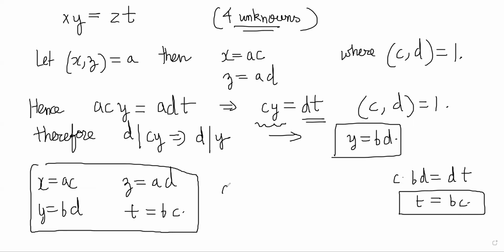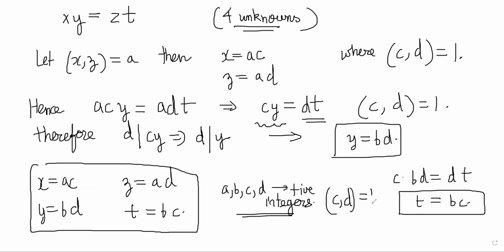Here, obviously, a, b, c, d are all positive integers, and c and d GCD is 1. C and d are co-prime numbers. So x and z are basically ac and ad. Y and t are bd and bc, right? Now, using this solution, we can basically try and solve a couple more questions.